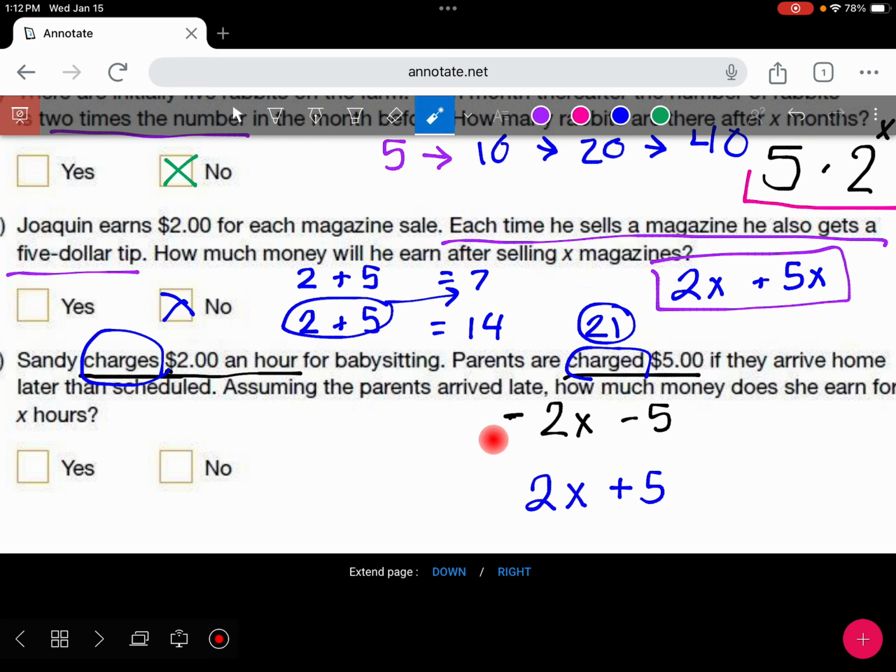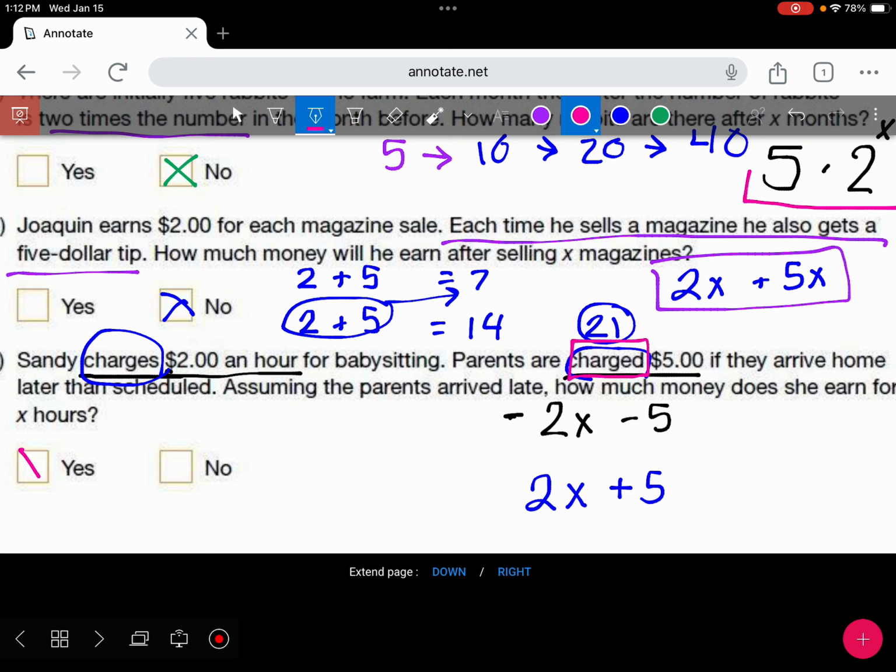This is what the parents are spending. This is what she's earning. So they are very much related. And it's a matter of the words are weird. I don't like that they say they charged because I agree, that is one of those code words we've been trained to look for to say minus. I don't like that they put charged in there. She's charging would make us stop and think a little bit harder than charge.